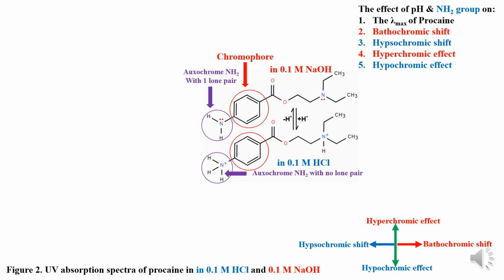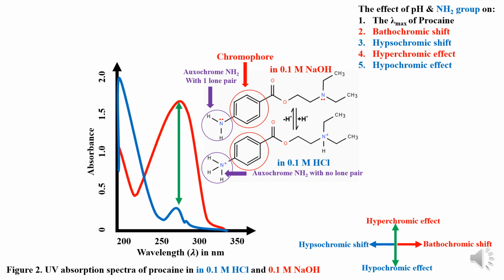Now let's study the UV absorption spectra of procaine under acidic and basic condition. Now the absorption curve highlighted in red is the curve that is obtained under basic conditions, and the absorption curve that is highlighted in blue is the curve obtained under acidic conditions. So red curve under basic conditions and blue curve under acidic condition.